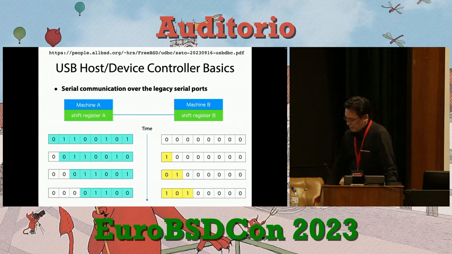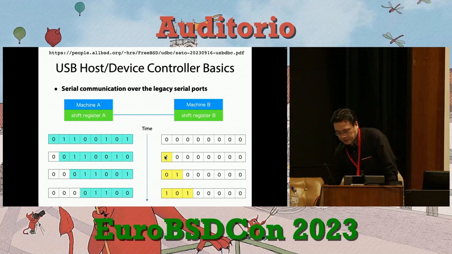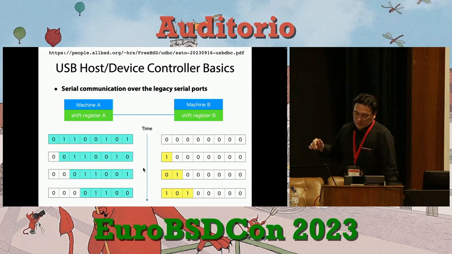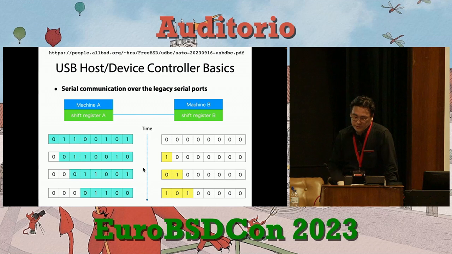So this is the timeline and the two shift registers. After 1 clock cycle, the rightmost bit is transferred to machine B's shift register, and the shift register is always shifting left to right. So every clock, bit by bit communication is realized over a single line. This is how the legacy serial communication works.